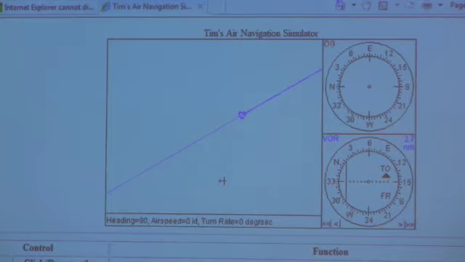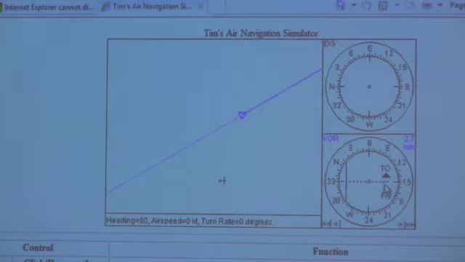Usually we just kind of tune it in and we don't really know what it's telling us. So let's just play with the to from indicator here real quick. So 060 would take me to the station. So that means I am west of the station.